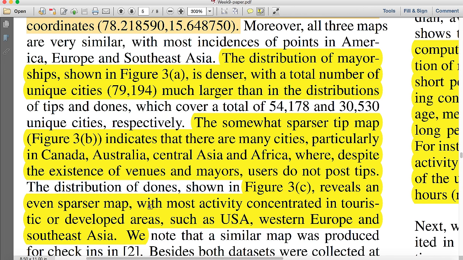Figure 3C reveals an even sparser map with most activity concentrated in touristic or developed areas such as the USA, Western Europe, and South Asia. So essentially, even though there is a correlation between mayorships, tips, and dons, there are actually some places which are sparser for tips and dons.